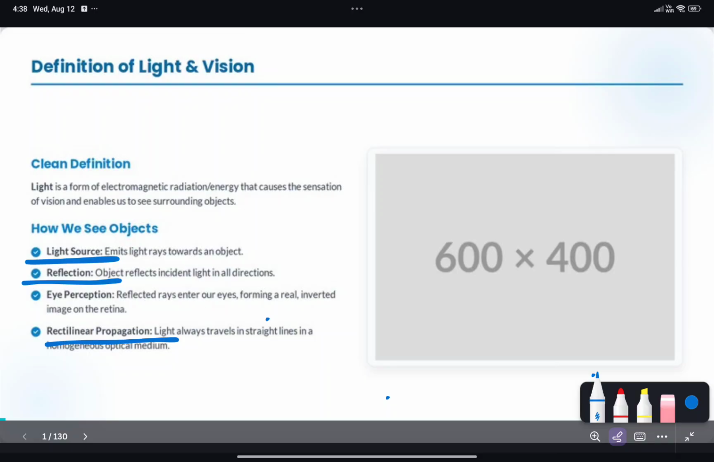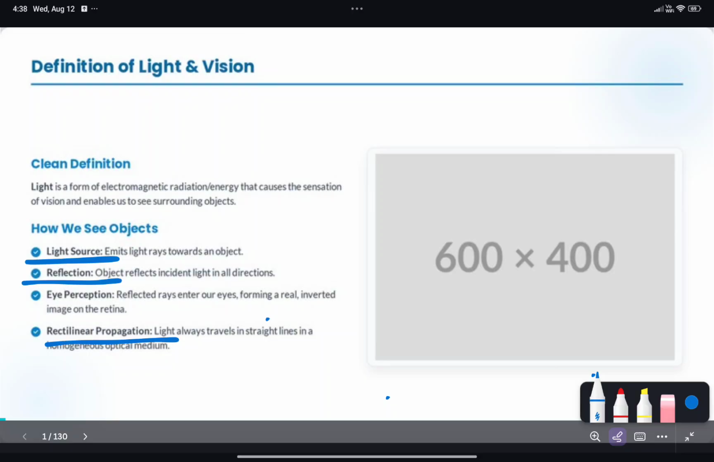What is meant by the light source? The source which light comes from. Exactly. It emits light rays towards an object. Yes or no? Emits light rays towards an object. Do we have a little bit of an idea about reflection? Yes or no?